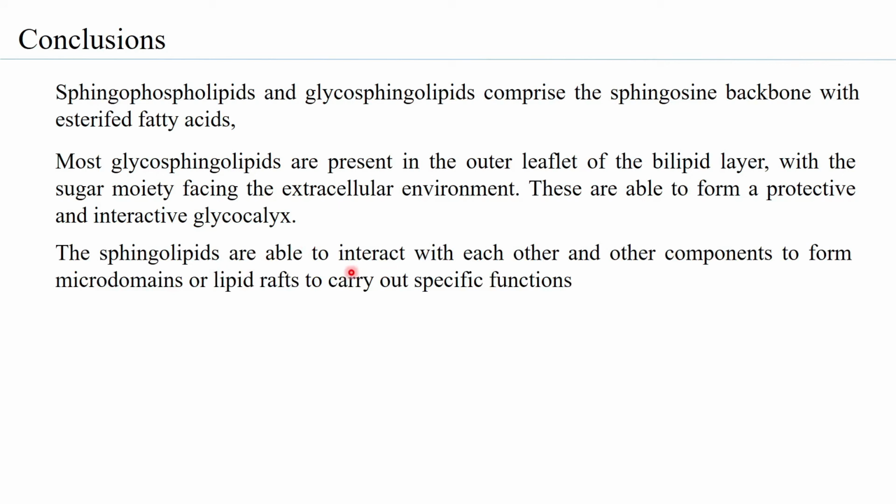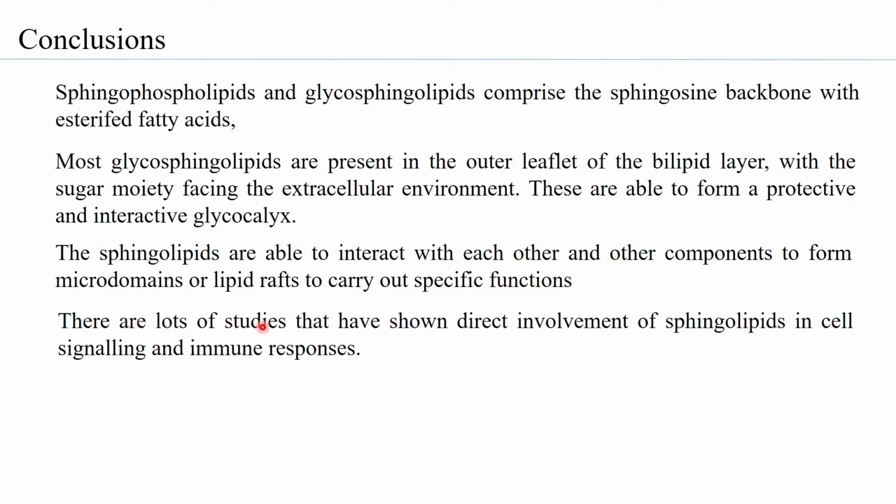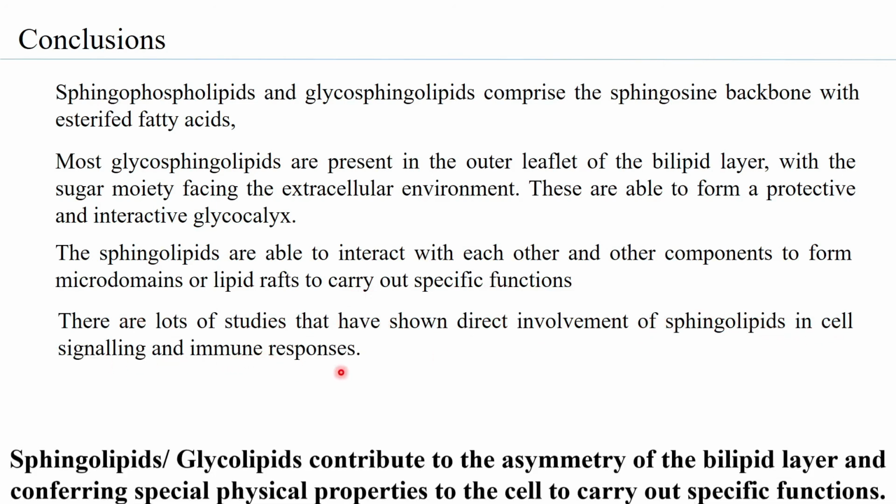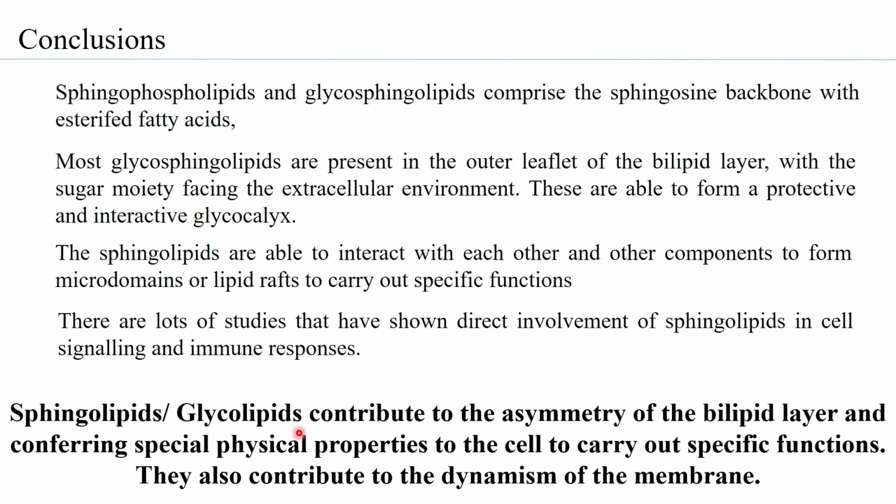The sphingolipids are able to interact with each other and other components to form microdomains or lipid rafts to carry out specific functions. There are a lot of studies that have shown direct involvement of sphingolipids in cell signaling and immune responses. Thus, sphingolipids and glycolipids contribute to the asymmetry of the bilipid layer and confer special physical properties to the cell to carry out specific functions. They also contribute, therefore, to the dynamism of the membrane.